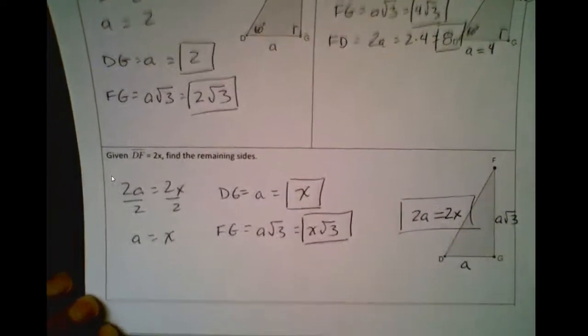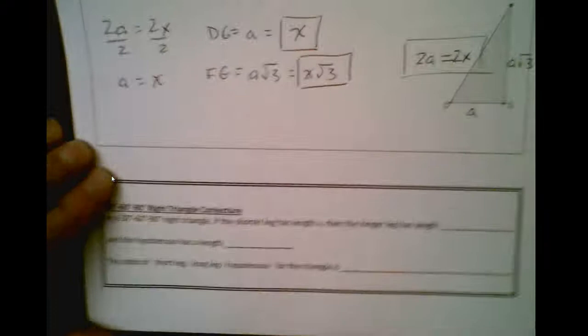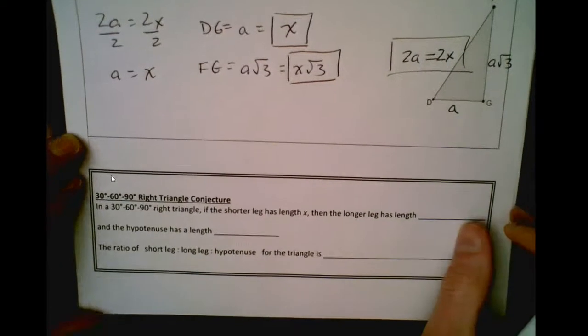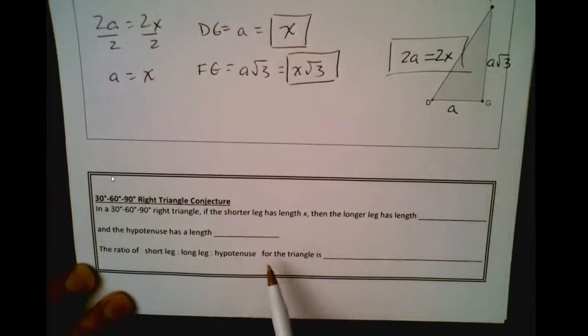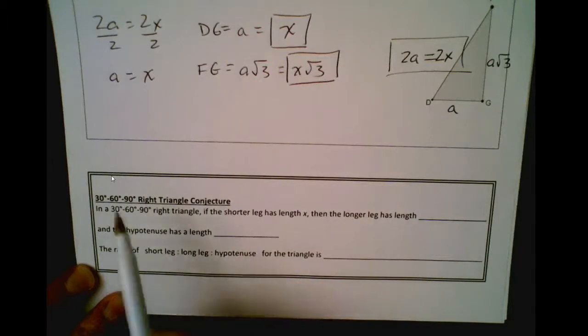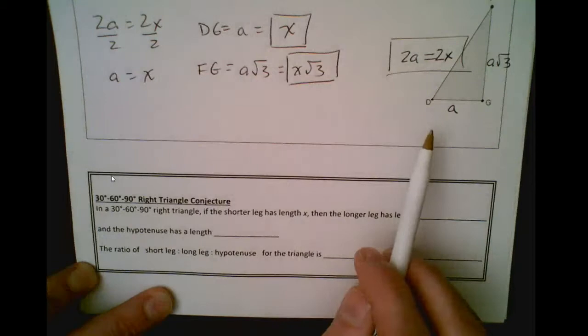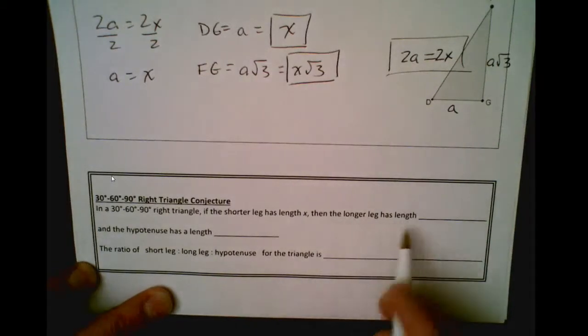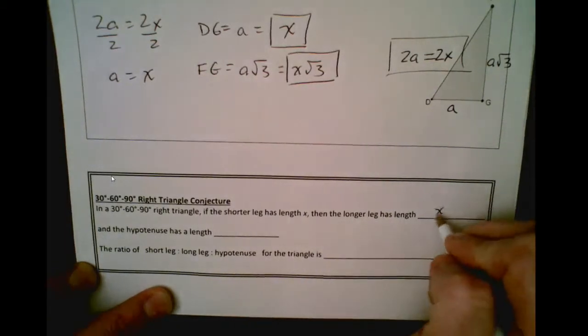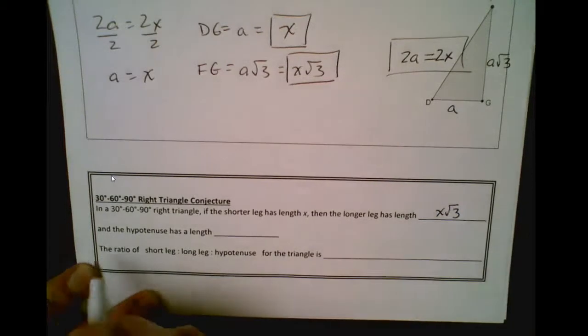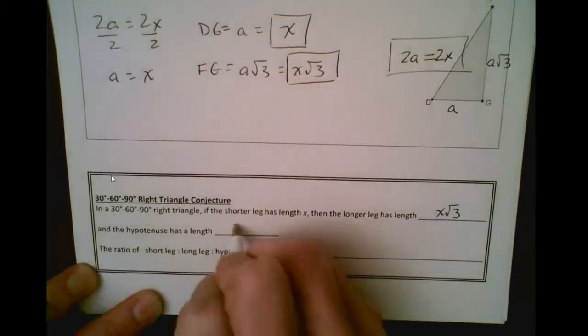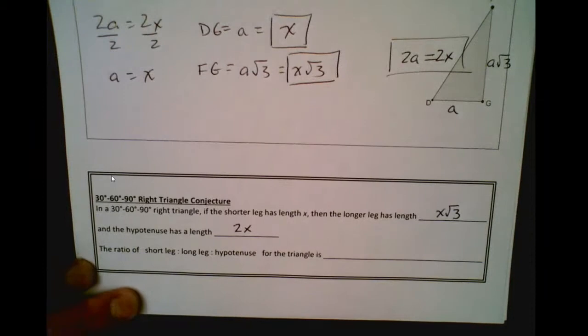Alright, moving on to our conjecture here. Feel free to pause and see if you can fill this out on your own, and then restart the video when you're ready. So our 30-60-90 right triangle conjecture: in a 30-60-90 right triangle, if the shorter leg has a length x, kind of like what we had right up here, then the longer leg has a length of, we just calculated, x root 3, and the hypotenuse has a length 2x.